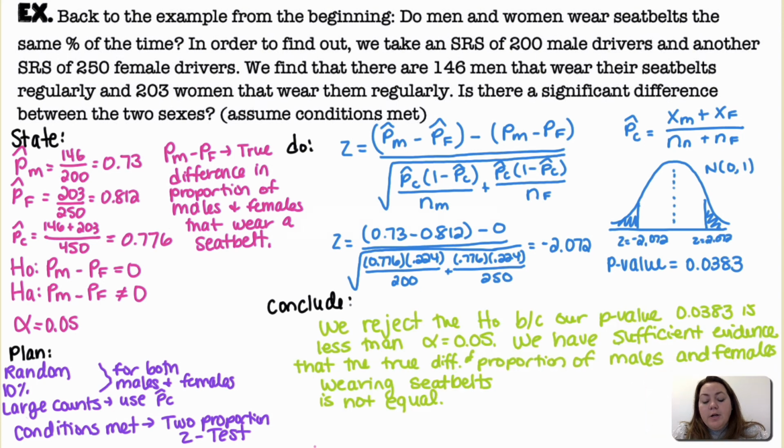Now we can go to our conclusion. So we reject the null hypothesis because our p-value of 0.0383 is less than our alpha value of 0.05. We have sufficient evidence that the true difference in proportions of male and females wearing seatbelts is not equal.